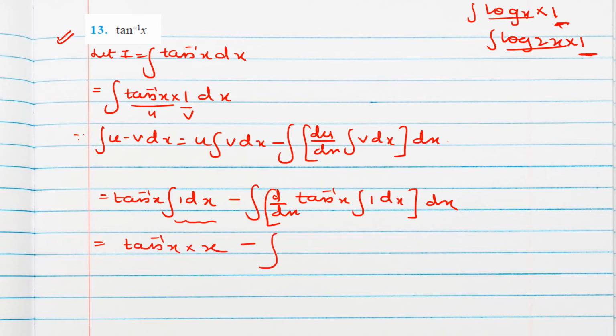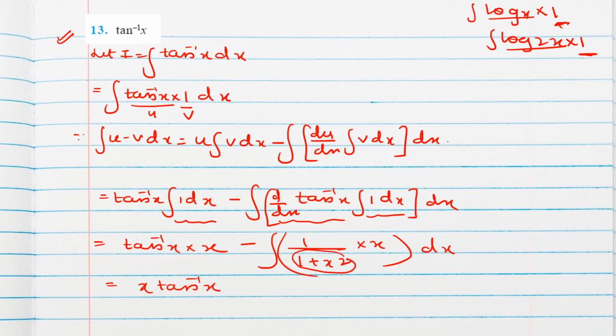Here the derivative of tan inverse x is 1 by 1 plus x square, and the integral of 1 is x. So x tan inverse x we can write. Now if you observe this integral, x by 1 plus x square, if you take the derivative of the denominator 1 plus x square, 2x will come. We have x in the numerator, 2 is not there, so we can do 1 by 2 into 2.